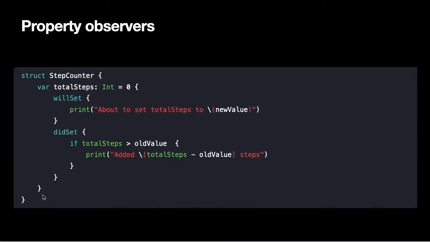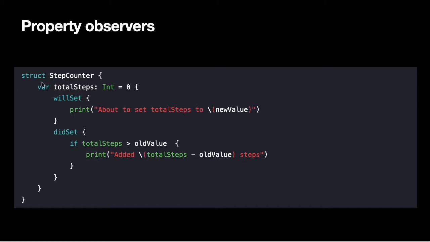Swift allows you to have property observers. Anytime a property is changed outside of an initializer, you can write your Swift code so that a particular set of code is executed. In this case, totalSteps is a variable.